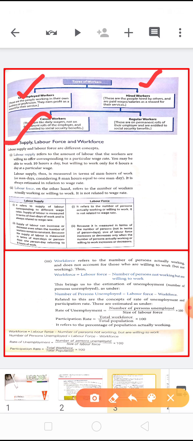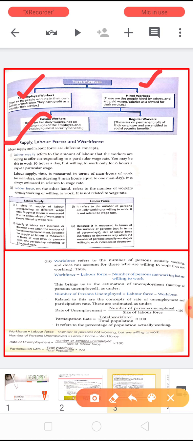So, we can say that the labor force refers to the number of workers actually working or willing to work. It is not related to the wage rate. Basically, to calculate the labor force, we need to subtract from the total population. First we need to remove the number of people who are unfit, like old or handicapped persons, the people who are not willing to work, and the people who are not able to work. These three must be deducted from the total population in order to gain the value of the labor force. So this is the labor force.